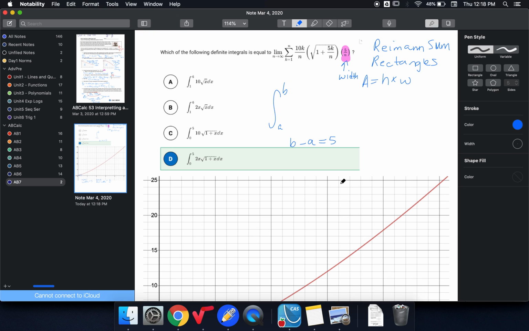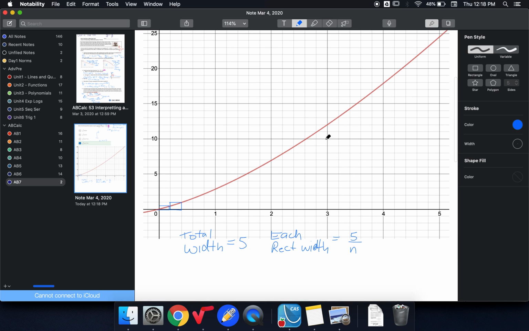All right, so if I think about what I'm doing to find the height of each rectangle, well, if this is my f of x, then this first height is going to be f of x1. So these are my heights. And then my second one is going to be f of x2, etc., etc. Well, x1 is going to be equal to my starting point plus the width.